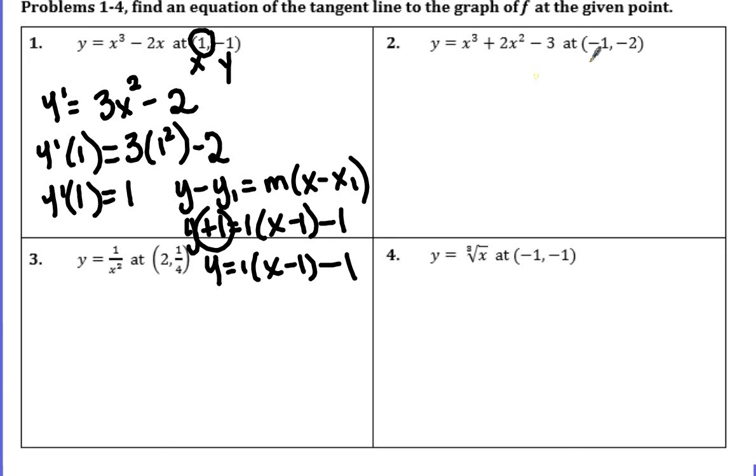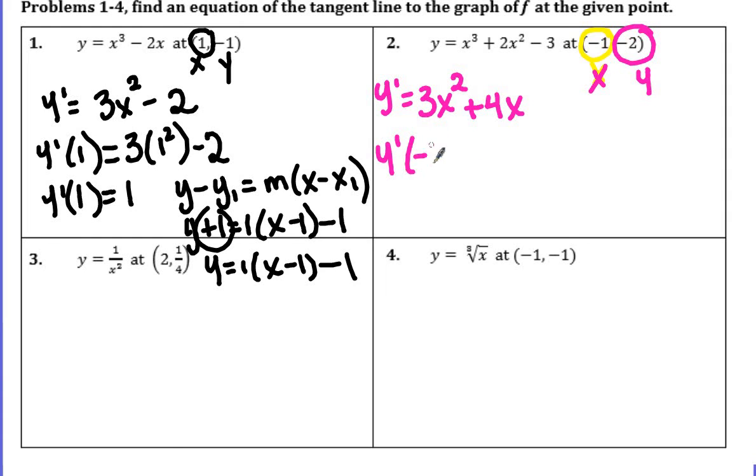Okay, same thing for number 2. You have your x and you have your y. Hard to see. So all I need is to find the derivative and then evaluate it at -1. So 3x squared plus 4x. And so I'm just going to plug in -1 into my derivative function to get the slope.